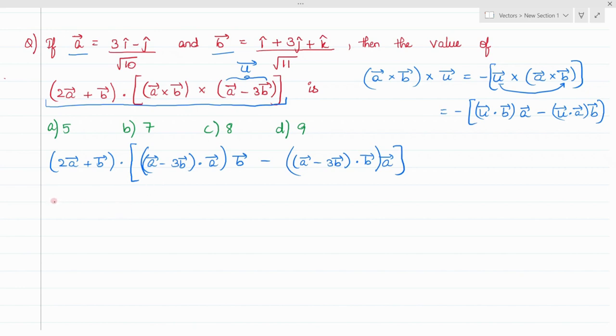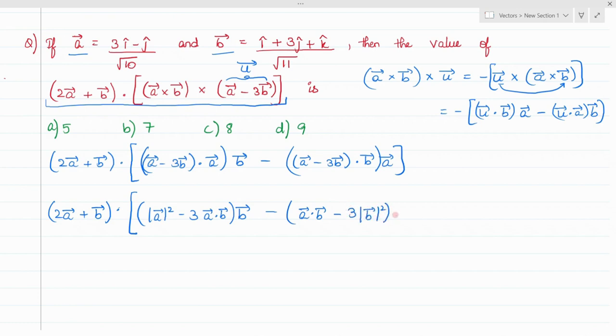And from here, we can write it as 2A plus B dot inside A dot A. It becomes magnitude of A square minus 3 times of A dot B, B as it is, minus A dot B, minus 3 mod B square, A as it is.